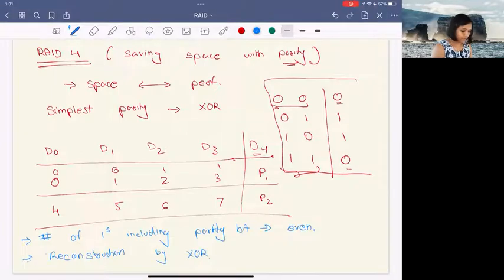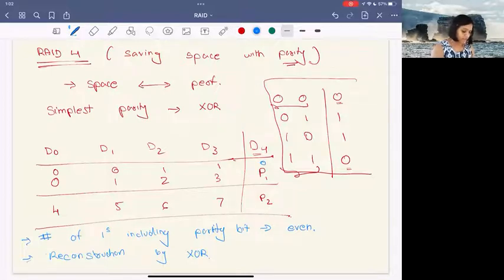So let's say in this example, while we are storing 0011, I'll use a different color. What will be the parity bit? 0, because it's just an XOR of these 4 bits with this logic over here. If there are an even number of zeros and an even number of ones, then the XOR of that will be 0.